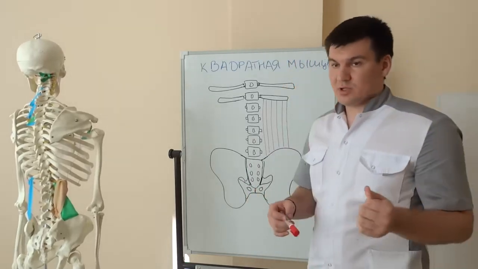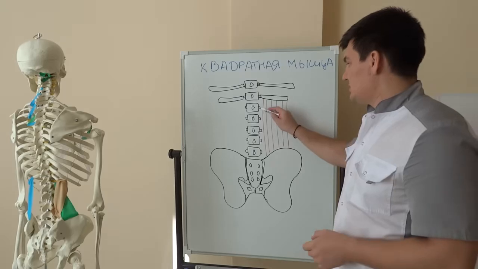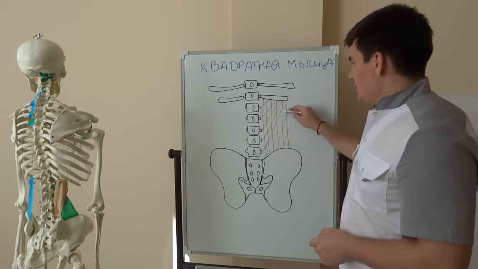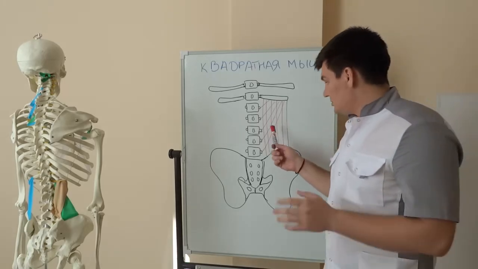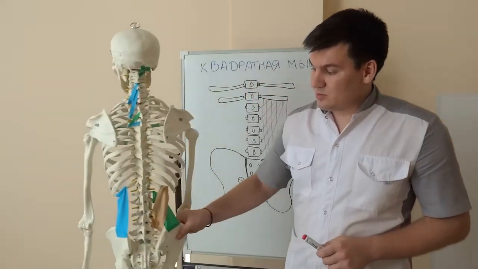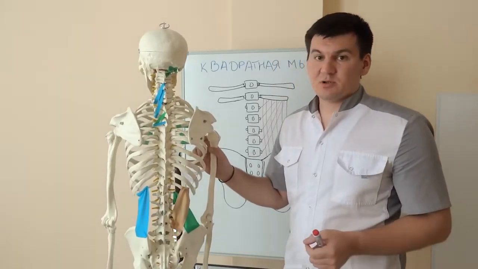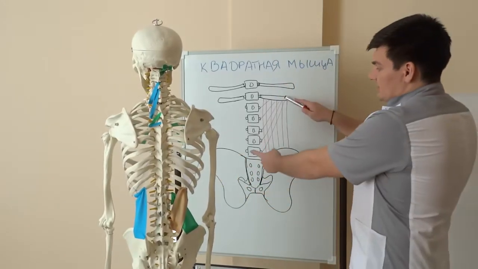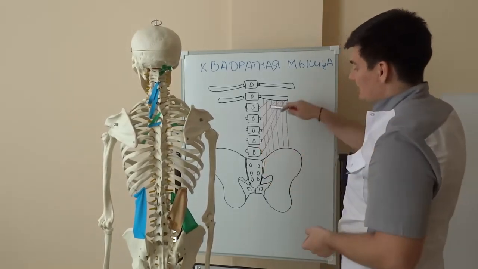The second group of fibers goes from the transverse processes of all 5 lumbar vertebrae to the 12th rib. This is the second direction of the fibers. As you might guess, these fibers participate in the rotation. When any muscle contracts, it brings its ends closer together. A rotation occurs.